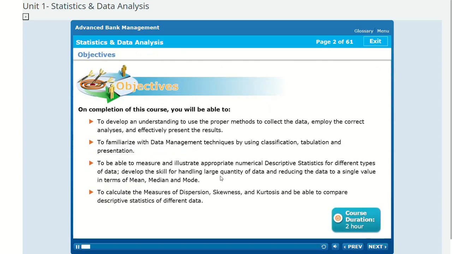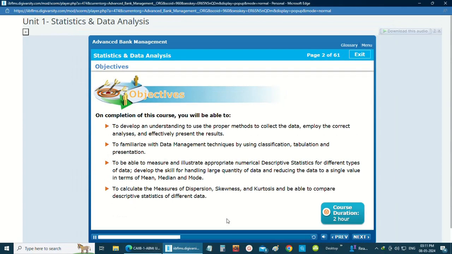Objectives. On completion of this course, you will be able to develop an understanding to use the proper methods to collect the data, employ the correct analyses, and effectively present the results. To familiarize with data management techniques by using classification, tabulation and presentation.